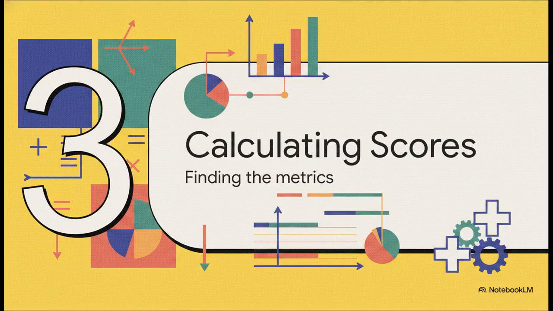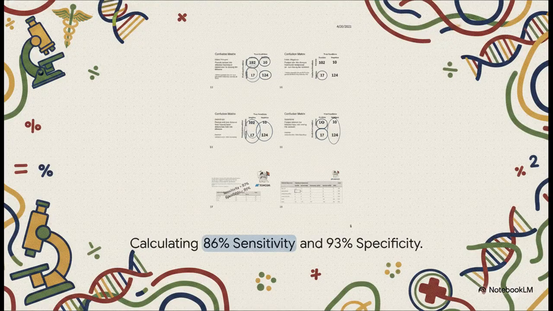All right, section 3, calculating the scores. So we've seen the raw numbers in our visual puzzle. Now, let's shift focus and see how these individual quadrants are combined to actually calculate our overarching confidence levels. Let's walk through the math real quick.